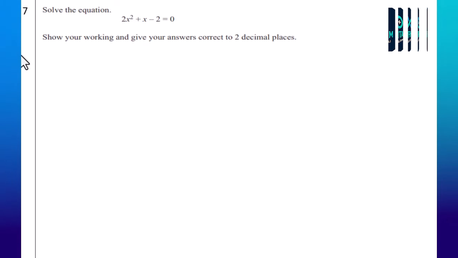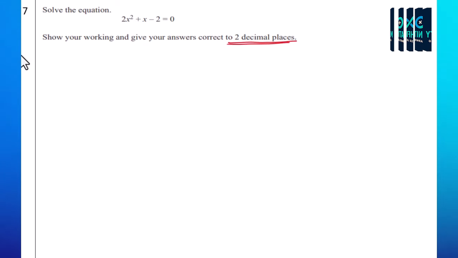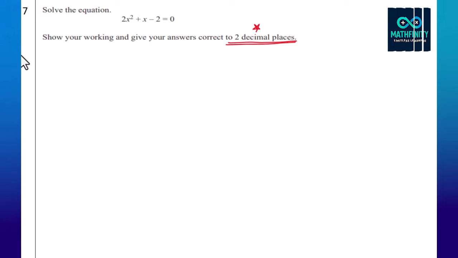So whenever you see the statement, show your working and give your answer correct to two decimal places, they are actually giving you the hint to use the formula. Whenever you see correct to two decimal places or correct to three decimal places, it means they are giving us the hint: use the formula to solve this quadratic equation. And mostly this question comes for 4 marks.